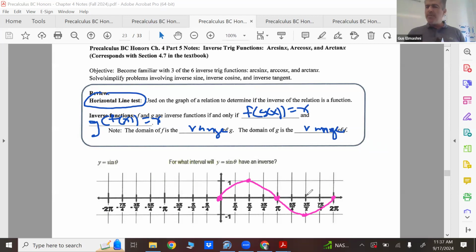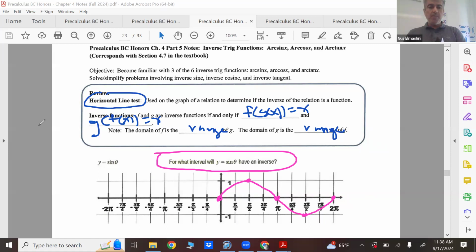Will the inverse of this graph be a function? No, right? Because this fails the horizontal line test. So we have to force the issue. For what interval will y = sine theta have an inverse that is a function? Right now I failed the horizontal line test, right? I want to force the issue of making this a function.